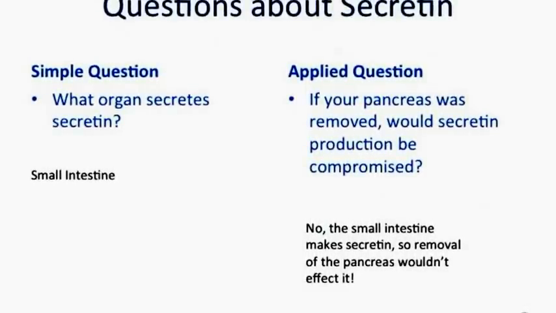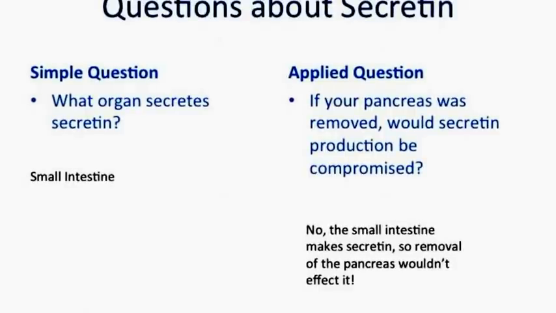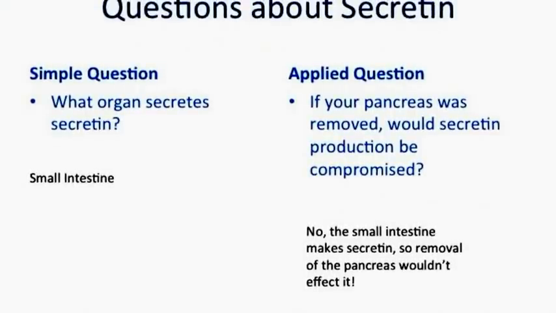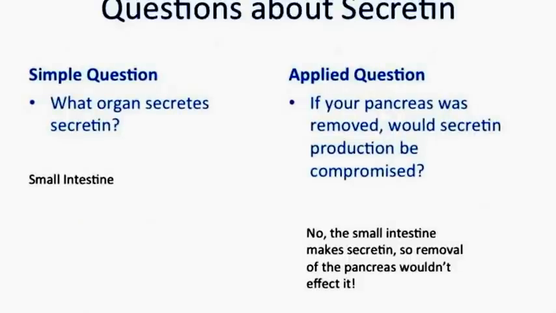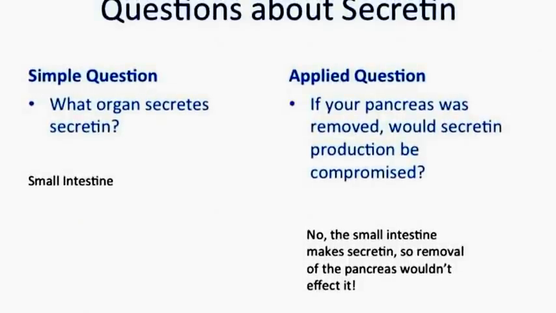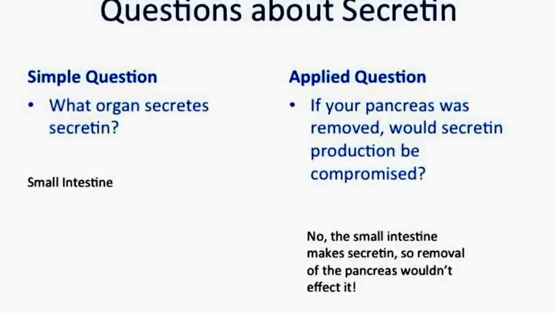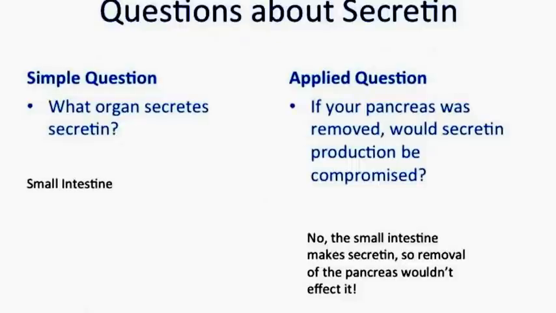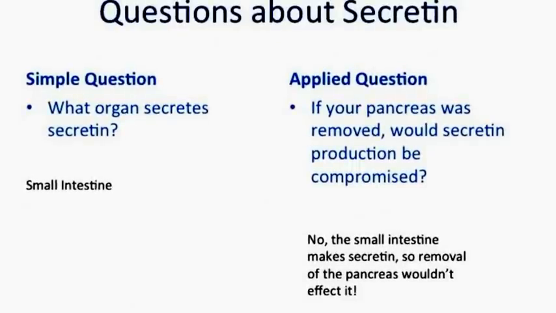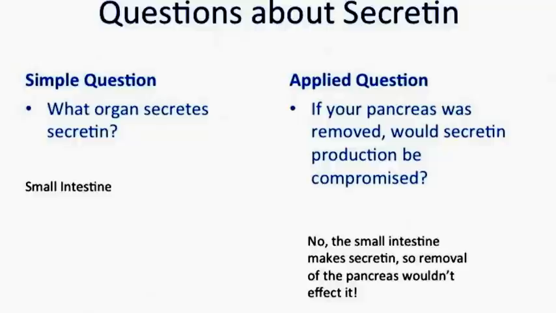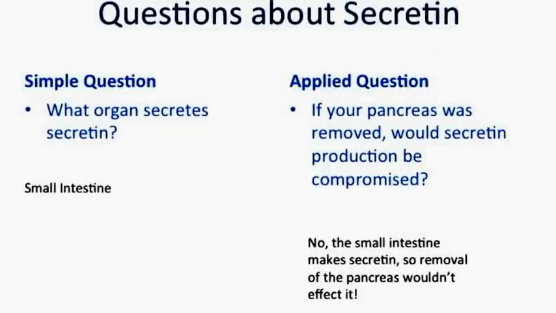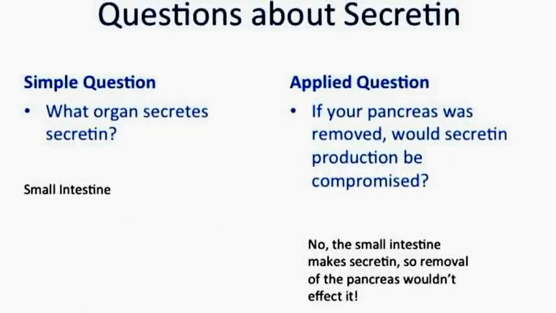So next we can look at some of the questions that we could ask about this material and compare both simple questions and more applied questions. So a simple question is, what organ secretes secretin? And we know the answer is the small intestine. So an applied question that gets to the same information is, if your pancreas was removed, would secretin production be compromised? And the answer is no. We know that the small intestine makes secretin, so removal of the pancreas wouldn't really have any effect at all.